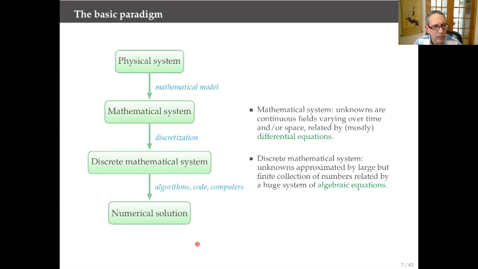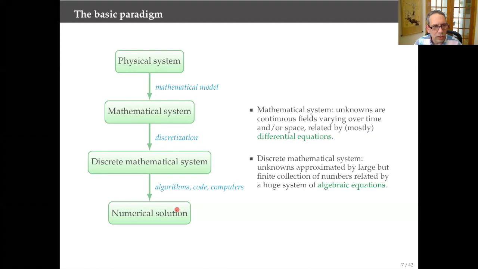So somehow you've taken the mathematical system and replaced it with a collection of 10 billion numbers and 10 billion equations, tying them all together. That's something which in principle can be put onto a computer. But the job's not over, because it's not easy to get a computer to deal with those immense quantities of numbers and do it in an accurate and efficient way, so it finishes in a reasonable amount of time and gives you an answer that's worth something. And that's where all sorts of algorithms and codes and design of computers themselves come in to lead to the final numerical solution.